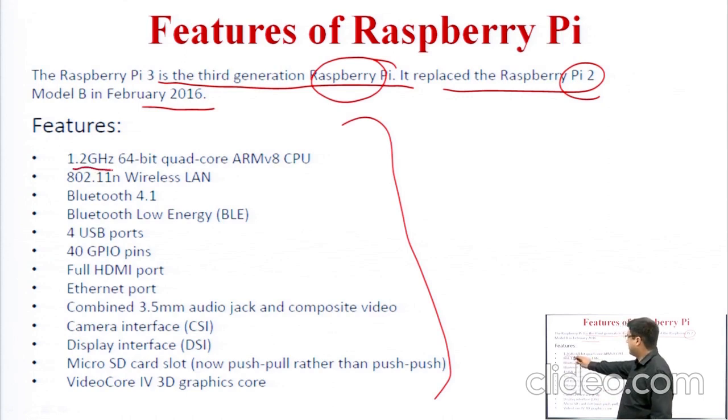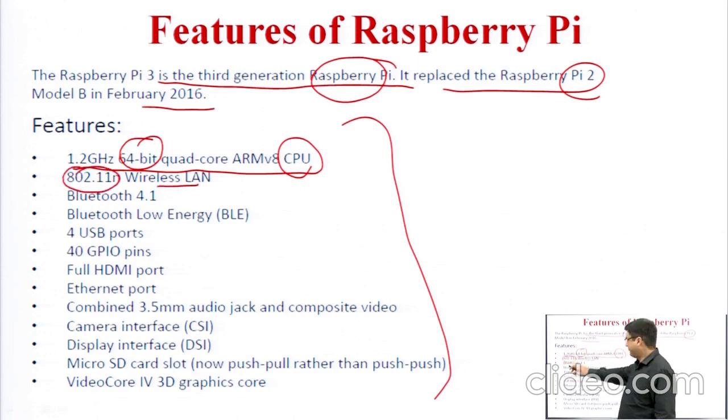It has a 1.2 gigahertz 64-bit quad core ARM V8 processor, CPU processor, 64-bit. It has wireless LAN of IEEE standard 802.11n. It works on Bluetooth version 4.1.